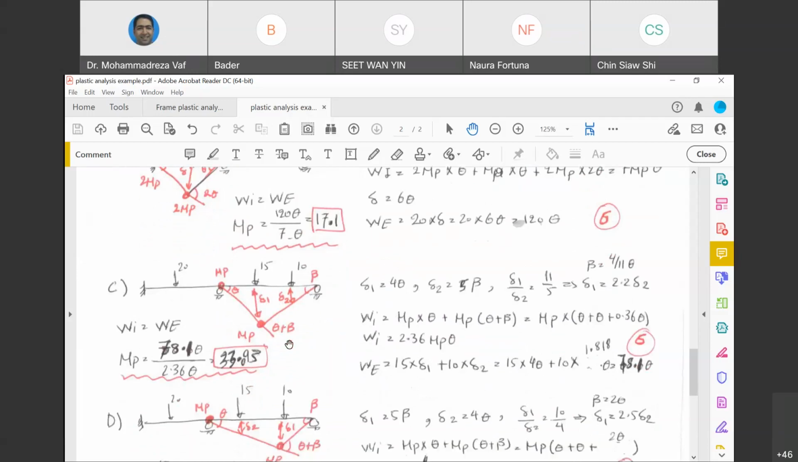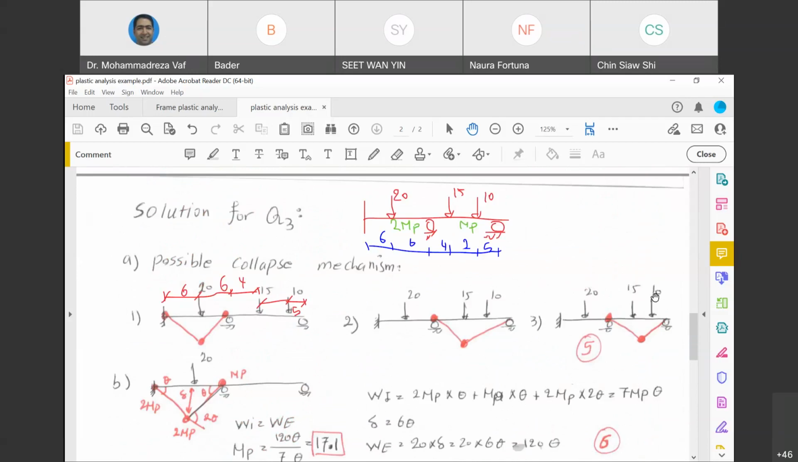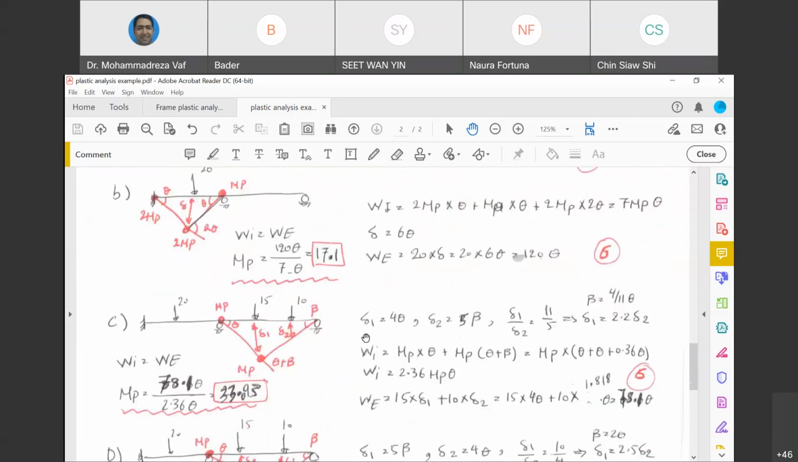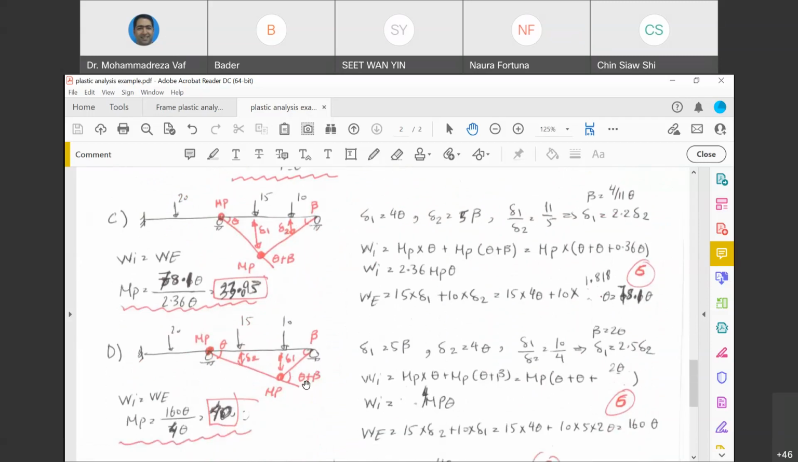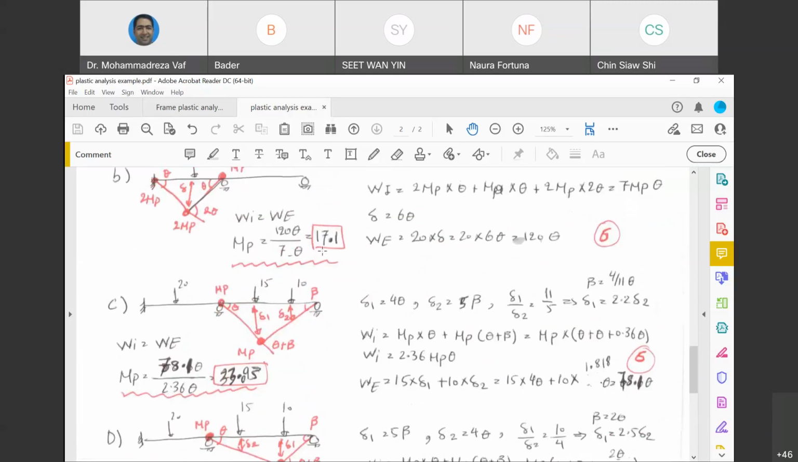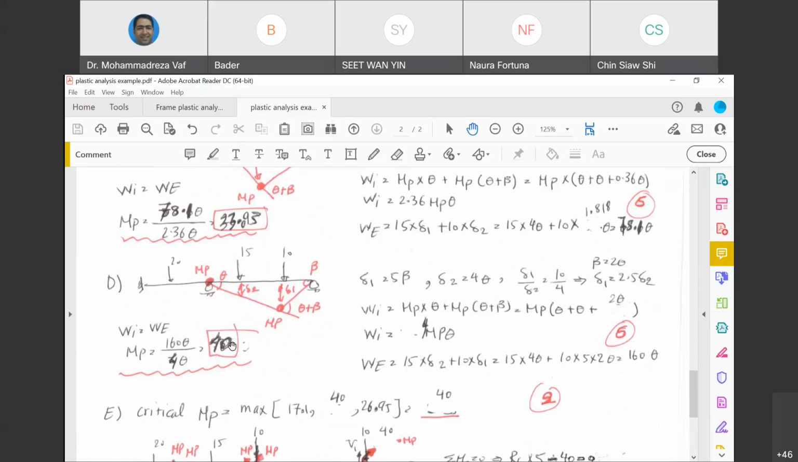For the second case, we got 33.093. And then the last case is when the hinge is under the 10 kilonewton force. So the calculation is similar to the previous one. It just changes the values of delta 1 and delta 2. And for that one, you get 40. So you see, we have here 40, 33, and also 17. The critical condition for us is the maximum of these 3 values, meaning we need a cross section that gives us at least 40 kilonewton meter bending moment. If the resistance of the cross section is 40, the collapse is not going to occur. So 40 is the critical MP for us.